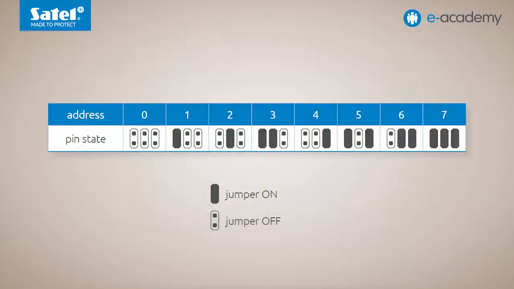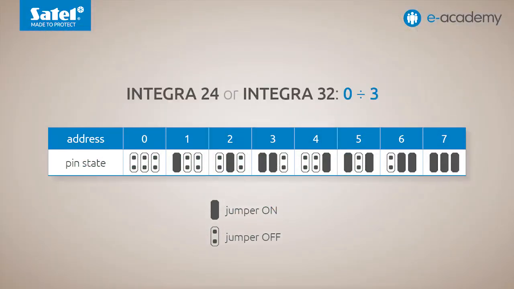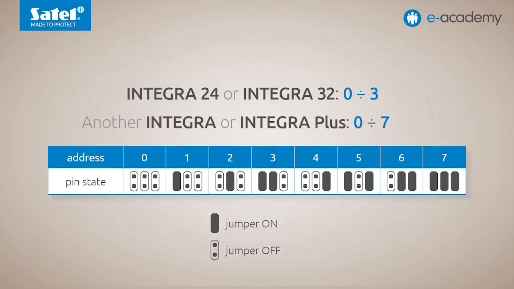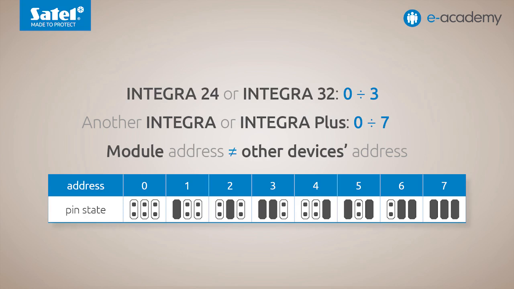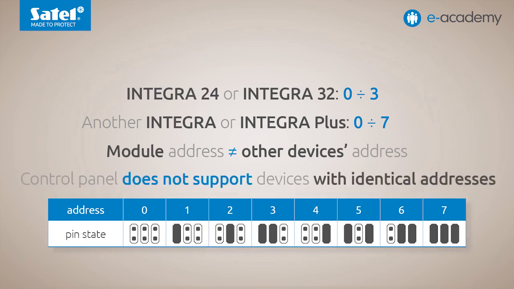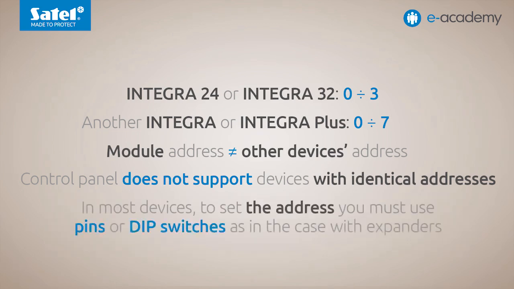Important notes. If the module is connected to the Integra 24 or Integra 32 control panels, it must have an address in the range from 0 to 3. If it is connected to another Integra or Integra Plus control panel, the address must be in the range from 0 to 7. The module address must be different from that set for the other devices connected to the control panel keypad bus. The control panel does not support devices with identical addresses. In most devices connected to the keypad bus, to set the address you must use pins or dip switches, as in the case with expanders.